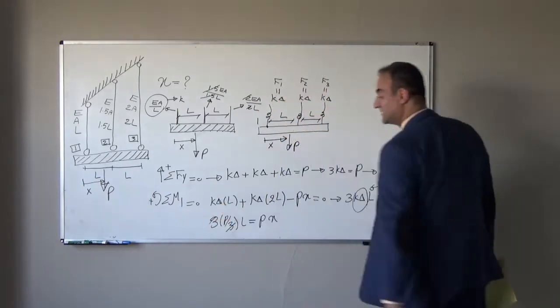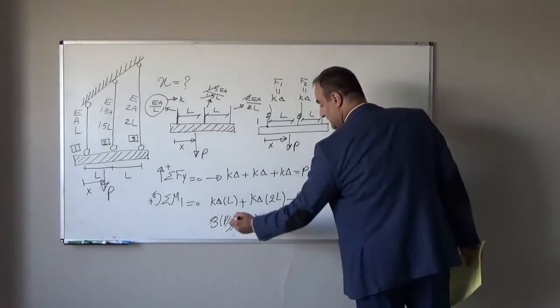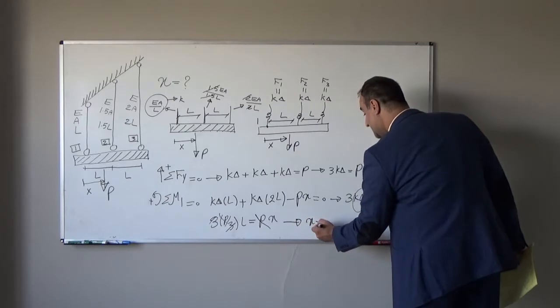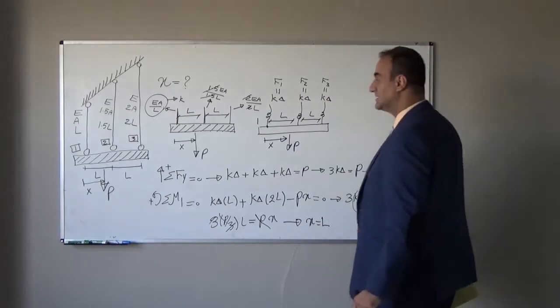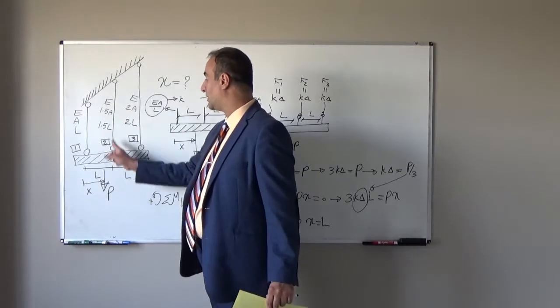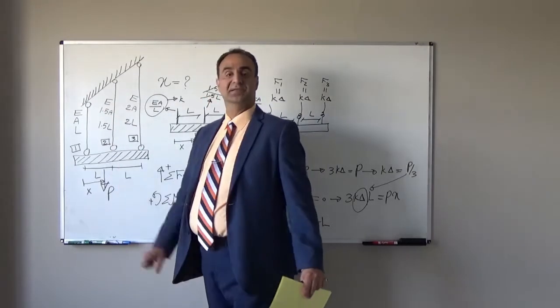3 and 3 cancel each other. P cancels from both sides. So X will be equal to L. It means we should apply the load exactly under bar 2 at midspan.